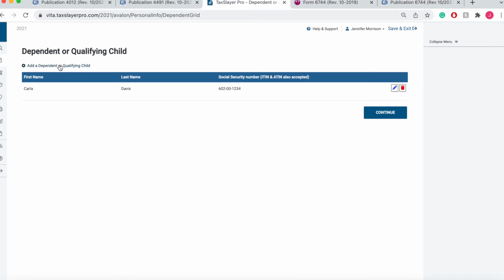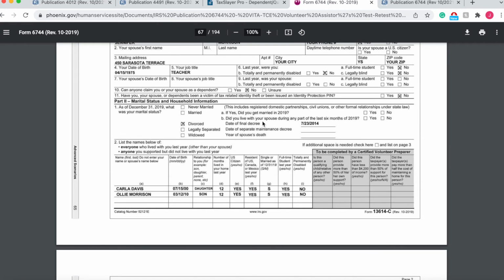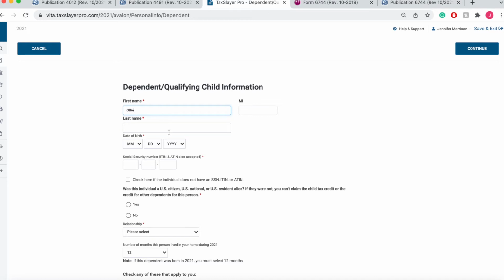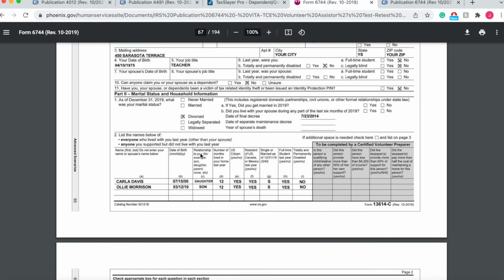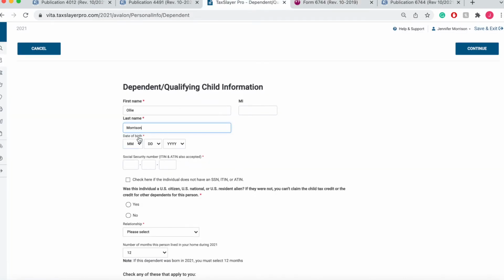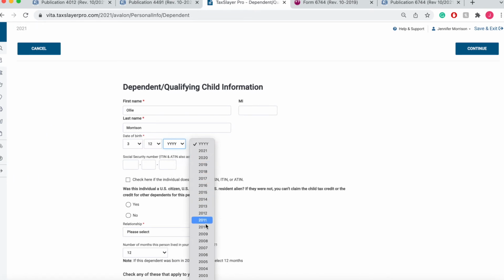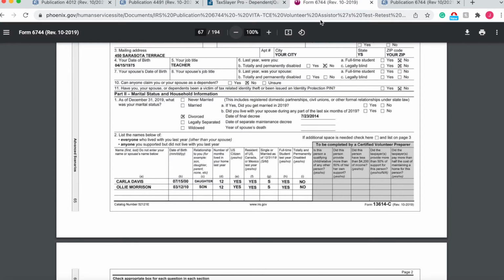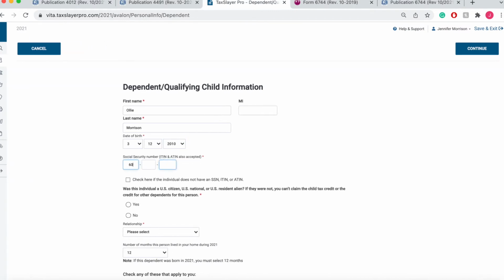So now we're going to go ahead and add another dependent or qualifying child, and this time we're going to enter Ollie's information. So now Ollie Morrison, and see, we can keep that one that time when it filled that in for us because Ollie has the same last name as Jennifer. And so here we go, date of birth, 3/12, what was the year again? 2010. And now we need Ollie's social as well, which is 603 00 1 2 3 4.